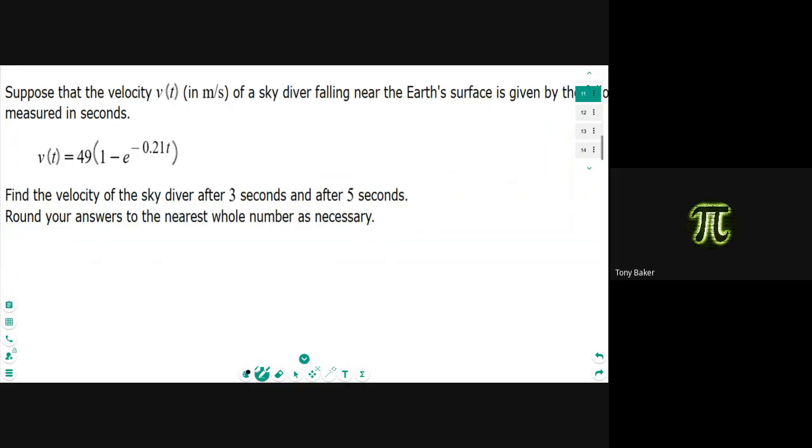But as you fall, your velocity increases. Okay, that's the way gravity works. It's pulling you faster. Gravity is, in essence, pulling you faster and faster. So as you fall, your velocity increases. So this is the velocity of the skydive. What's the velocity after 3 seconds?